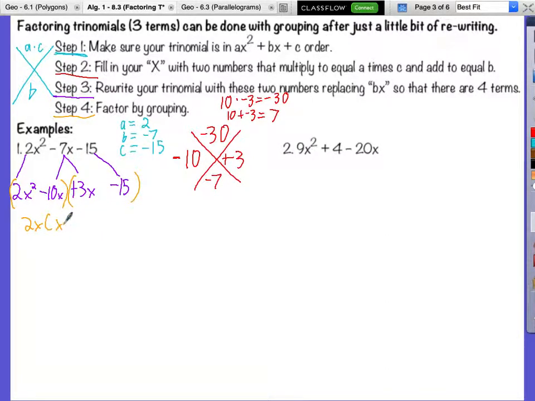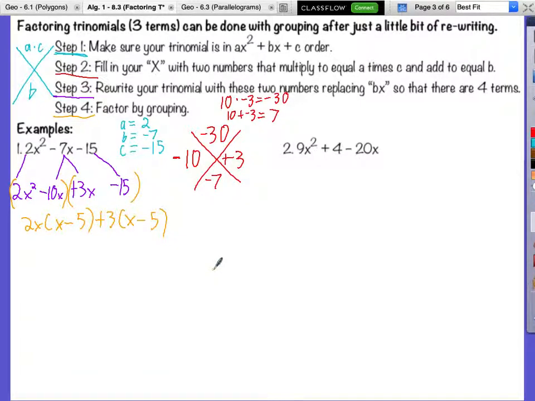X squared, minus just 5, because we took an x out. And in the second parenthesis, 3x and negative 15, what goes into both of those? 3. And what's 3x divided by 3x? 1. Negative 15 divided by 3 is negative 5. Now, is what's inside the parentheses the same thing?